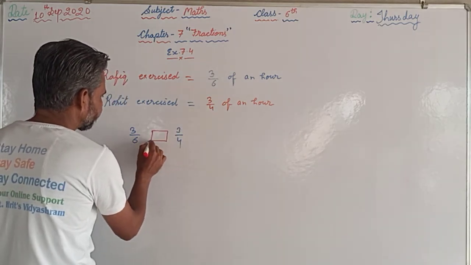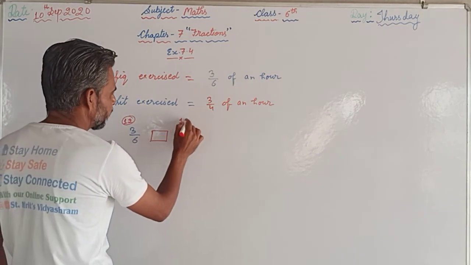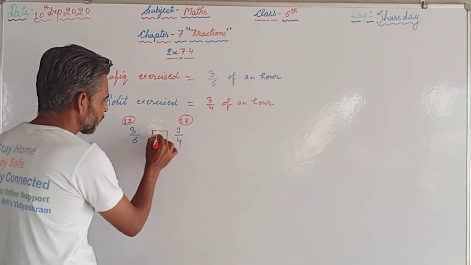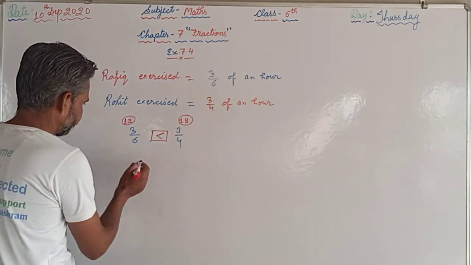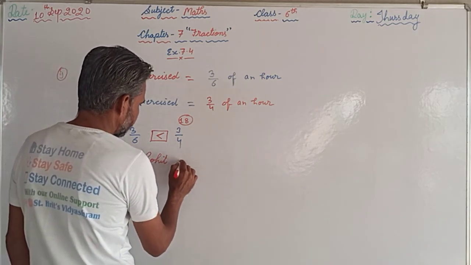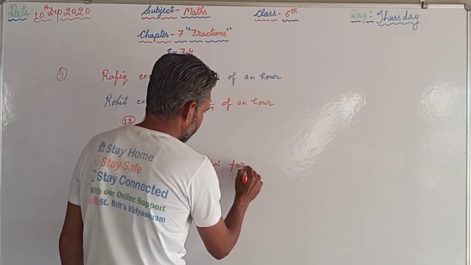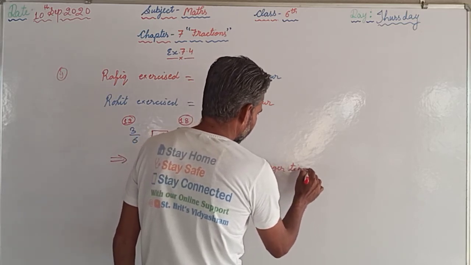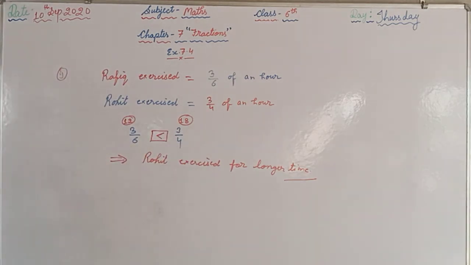So we can compare: 4 threes are 12 and 6 threes are 18. Now we have to see which is more, 18 or 12. 18 is more, means 3 by 4 will be more, means Rohit exercised more. It implies Rohit exercised for a longer time. This was the easy one, as the fractions are given, only we have to compare.